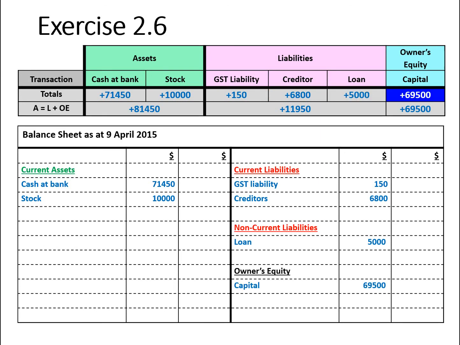Lastly leaves owner's equity or capital of $69,500, and we've dealt with all the information. All we've got to do now is total it up. So we'll go to current assets and total them up. Now total assets is easy because there's no non-current assets. Current liabilities will be there, and the loan for non-current, remember we need to transfer the total to the second column. Same with owner's equity or capital, and then we'll total up total equities, and that proves that our accounting equation does balance.